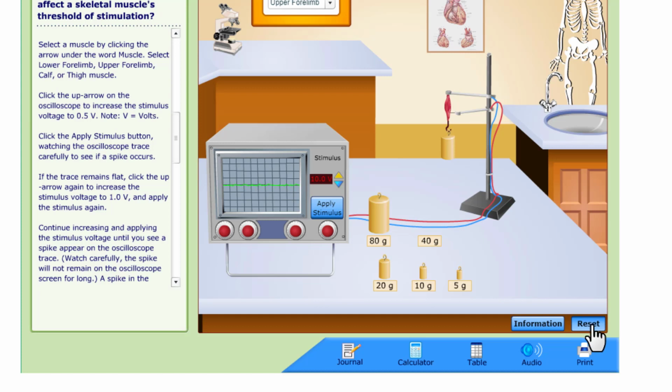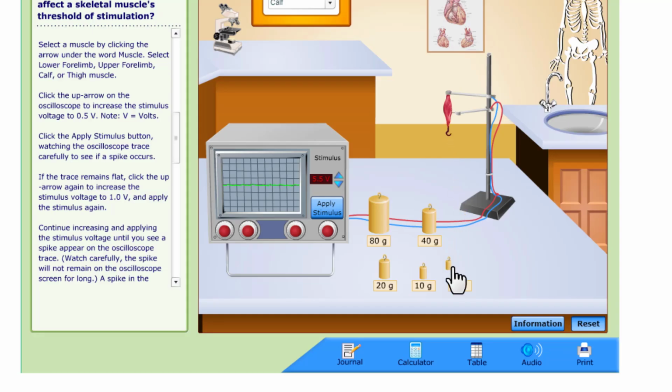Let's reset our experiment and try our next muscle. Next, we'll use the calf muscle. Let's find our threshold stimulus without any load on the muscle. We find the threshold stimulus for this muscle with no load is 5 volts. Let's begin adding weight to our muscle, starting with the 5 grams. We see that the threshold stimulus of this muscle with a 5-gram load is 5.5 volts.